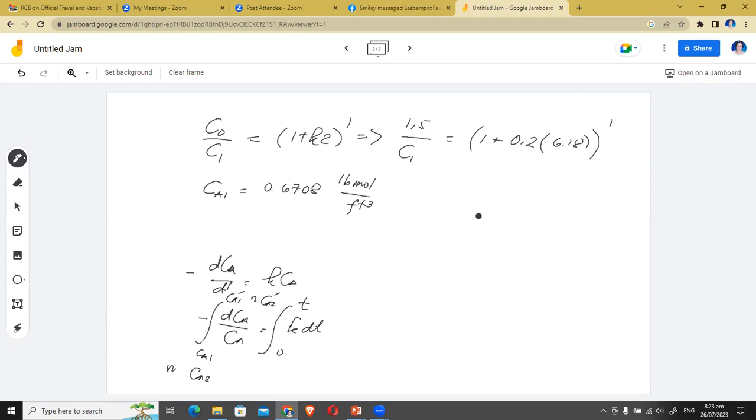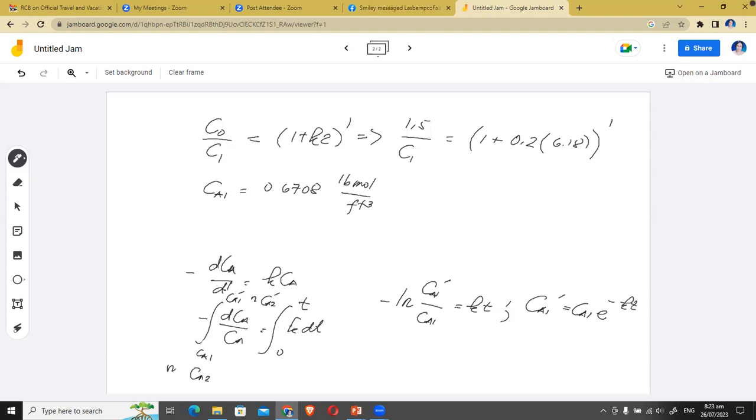So, these two expressions, of course, will be based on the evaluated integral of negative dCA over CA equals K dt. In this case, class, you will have a negative ln of CA1 prime over CA1, and that would be KT. This is one equation, which you can convert if you transfer the negative sign, and then you raise the entire expression as the exponent of e. So you will have here CA1 prime is equal to CA1 e raised to negative kt.